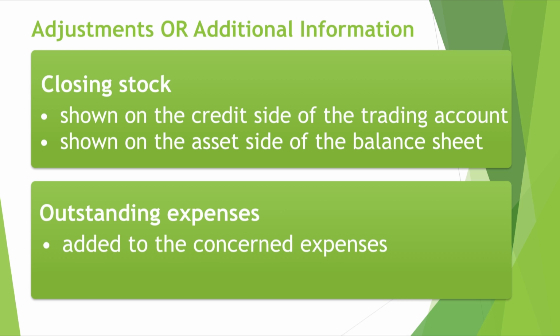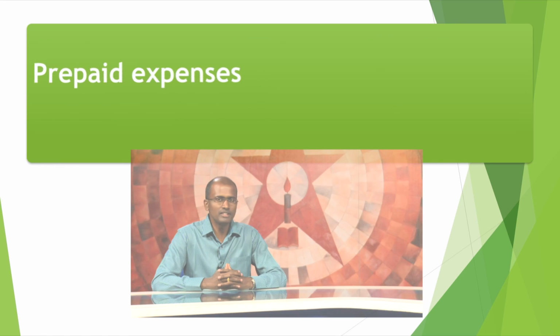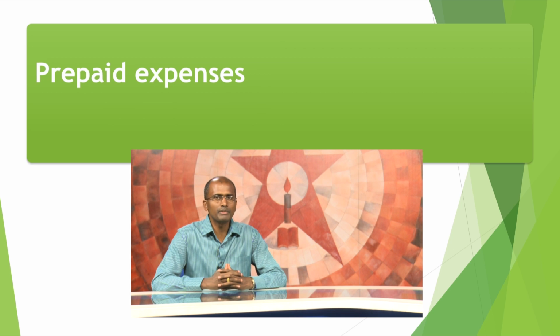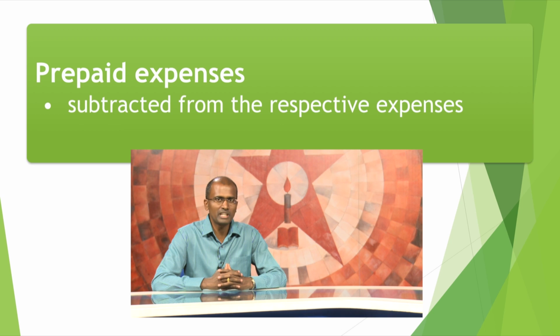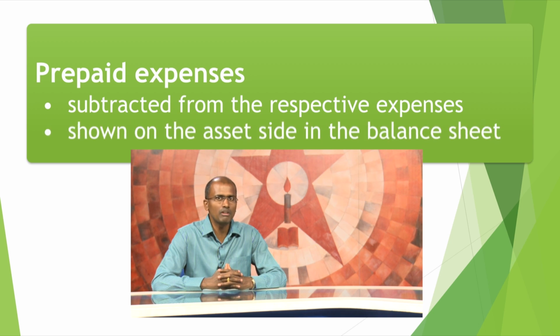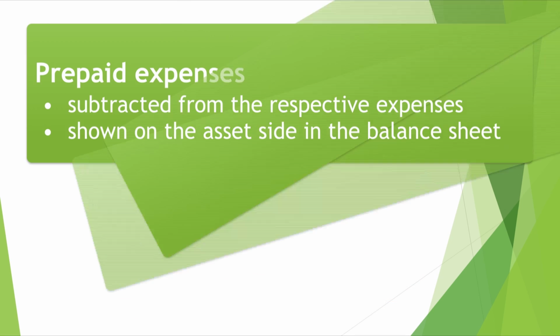It has to be added to the concerned expenses in the trading or profit and loss account and it will be shown on the liability side of the balance sheet. Prepaid expenses. These are expenses which are paid in advance. It means the expenses for the next accounting period is paid in the current accounting period itself. It has to be subtracted from the respective expenses from the trading or profit and loss account and shown on the asset side of the balance sheet.